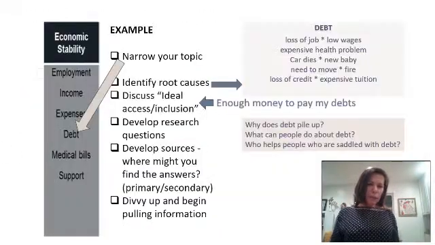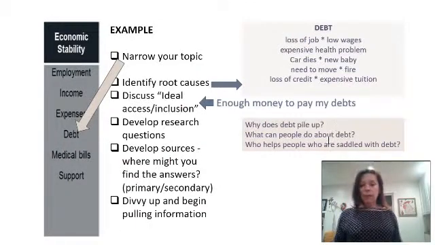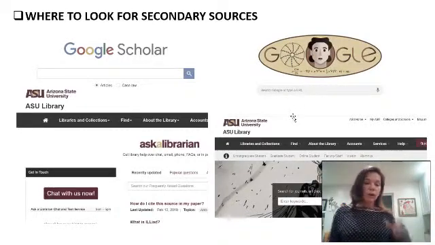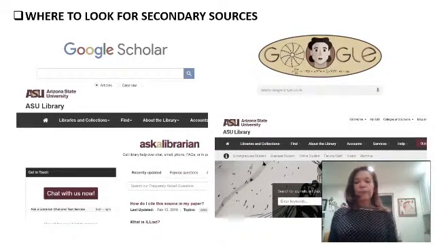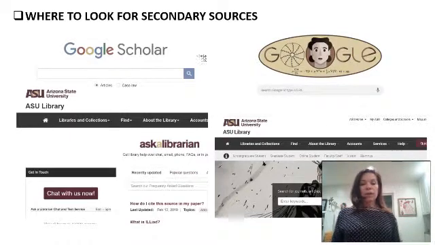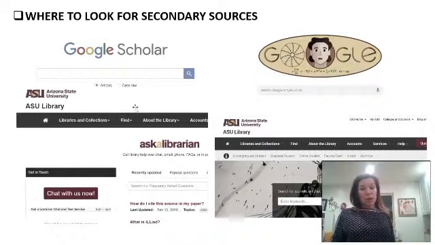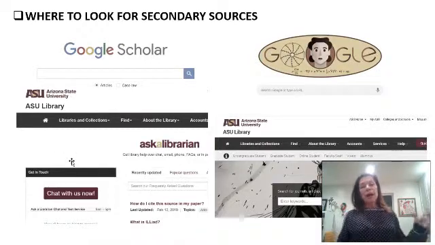If you recall, I came up with some questions here. Why does debt pile up? What can people do about debt? And who helps people who are saddled with debt? You can type those questions individually into all three of these resources, and you can also ask them directly to a librarian. So these are places you can look. You could actually do it the old-fashioned way and go to the library, the physical library, and see what you can find. All right, so now you've pulled up all this information.